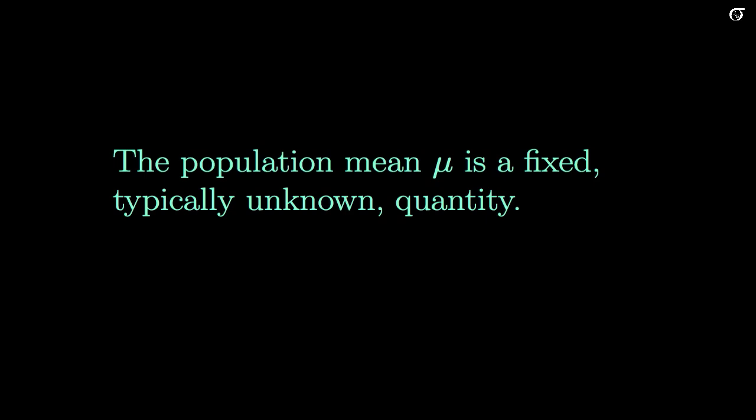So first of all, we view that parameter mu, the population mean, as a fixed, typically unknown quantity. We do not know what the value of mu is, and we want to estimate it. That is the whole point of doing a confidence interval. But it is an unknown quantity, it is sitting there, and we are trying to estimate it, and we do so with our sample mean.